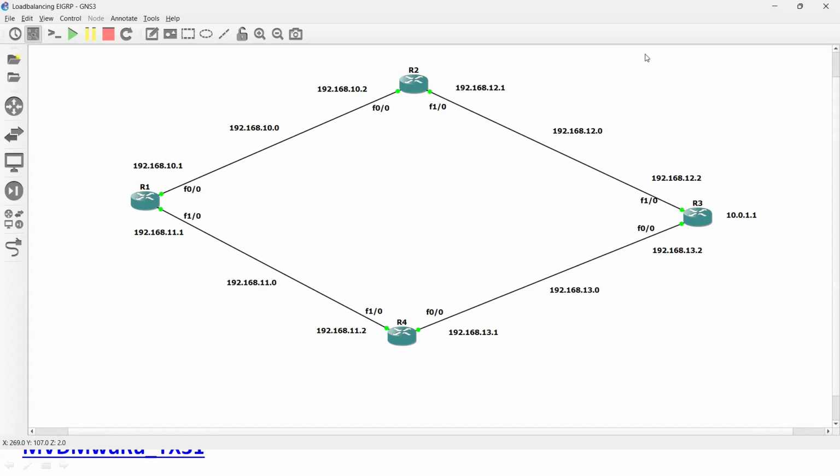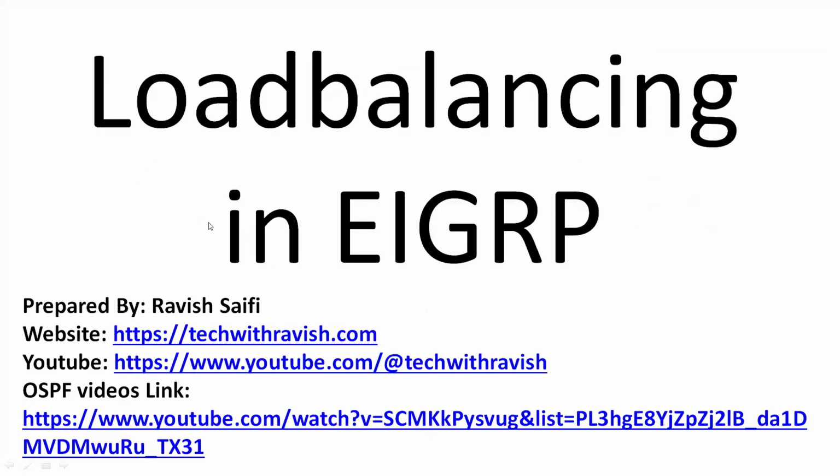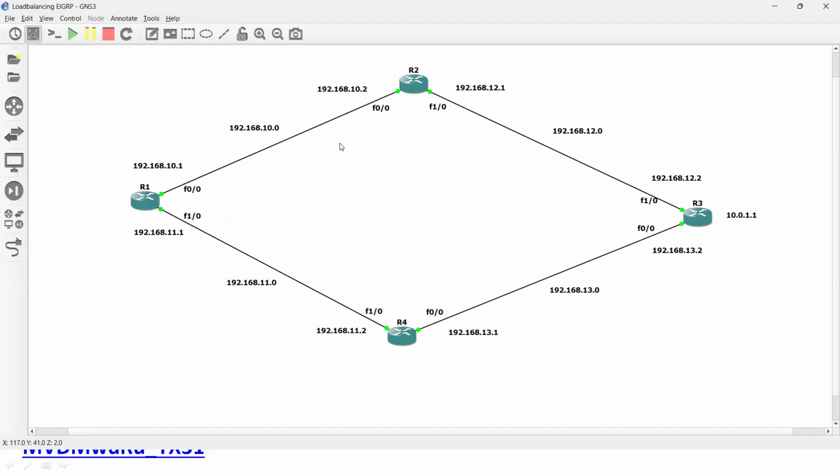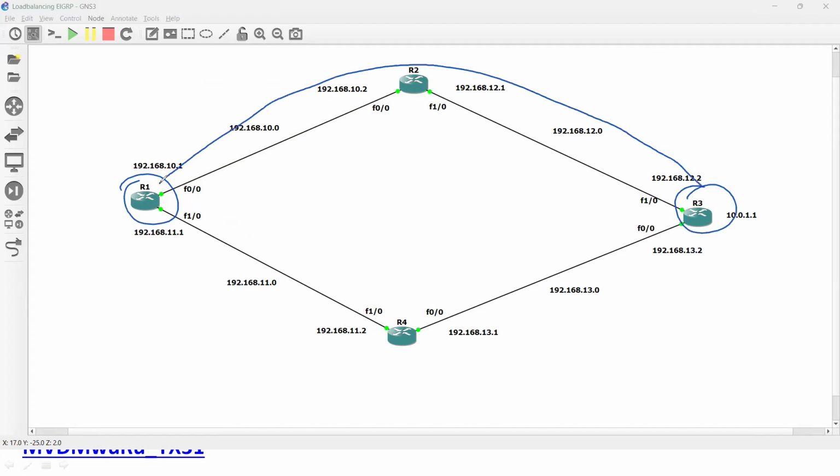Hello everyone, welcome back again, and the topic for the day is load balancing in EIGRP. In load balancing, first of all, we will calculate the route metric for each and every path to the destination. Then we will compare them. If the route metric of both paths, from this source to this destination, are equal, then load balancing will be there.